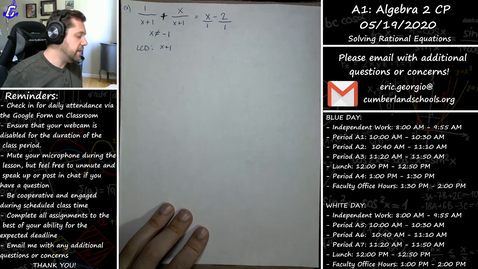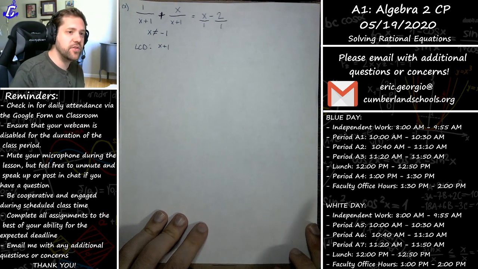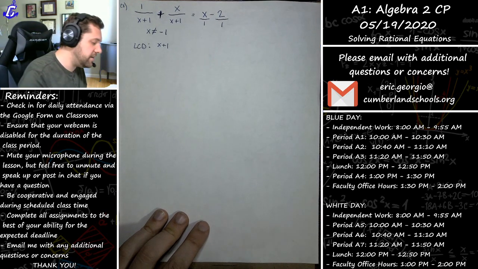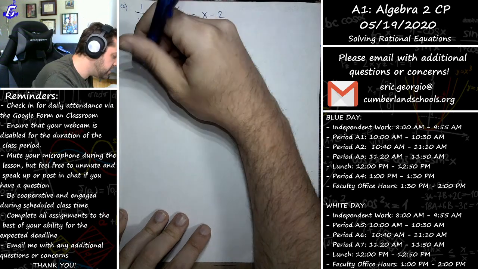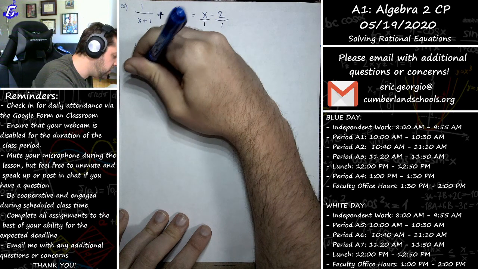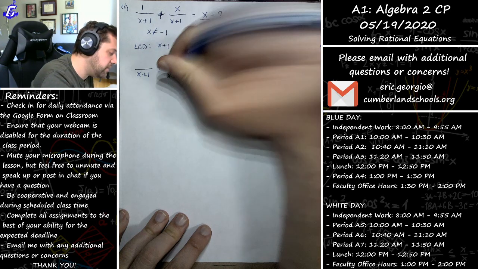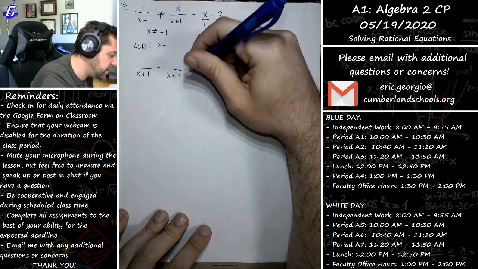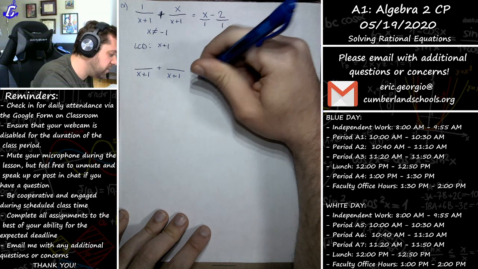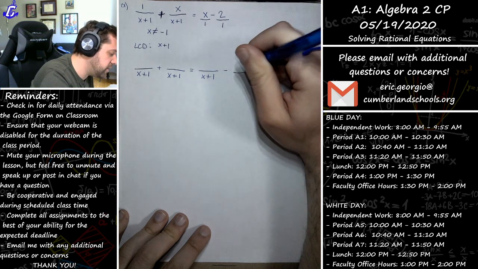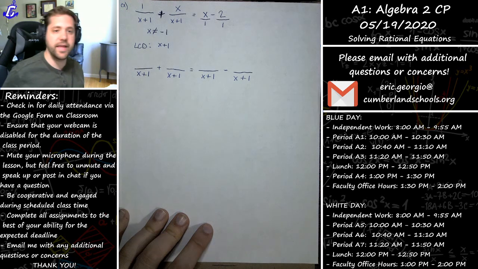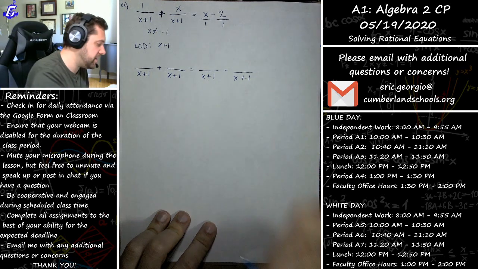Okay, now you would want to convert everything to be out of that least common denominator. So what I'm going to do is I'd like the first thing to be over x plus 1, which it already is. That's nice for us. I'd like the second thing to be over x plus 1. It already is. That's nice for us. I'd like this to be over x plus 1, and I would like this to be over x plus 1. Notice we're converting every single term. There's 4 of them in this case.